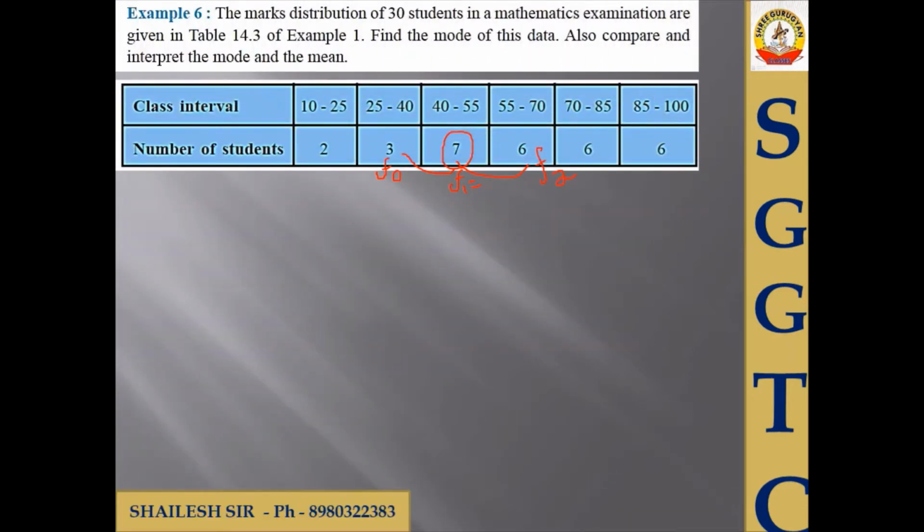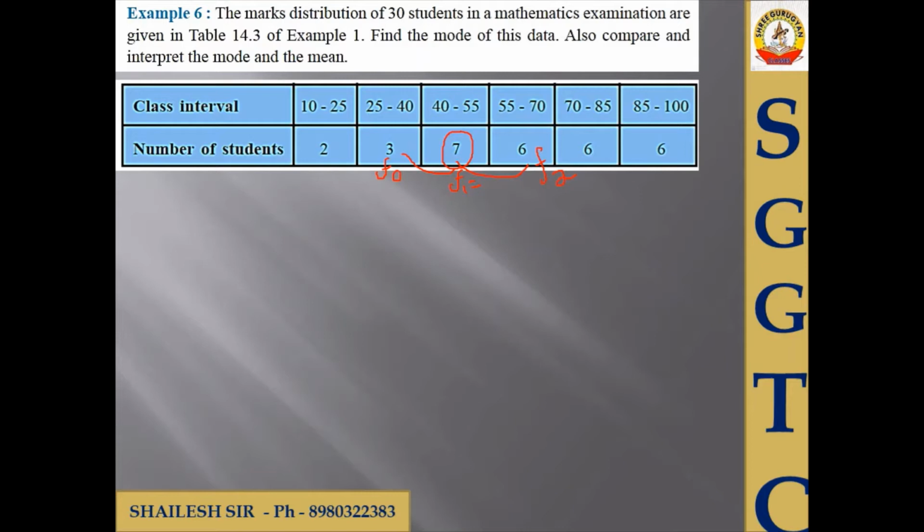Example 6 is the same, look at that. What is the highest observation? In example 6, here it is asking for mode and the mean. Yes students, mode and mean. First, I explain the mode. What is the highest? Yes, 7, the number of students, is the highest.